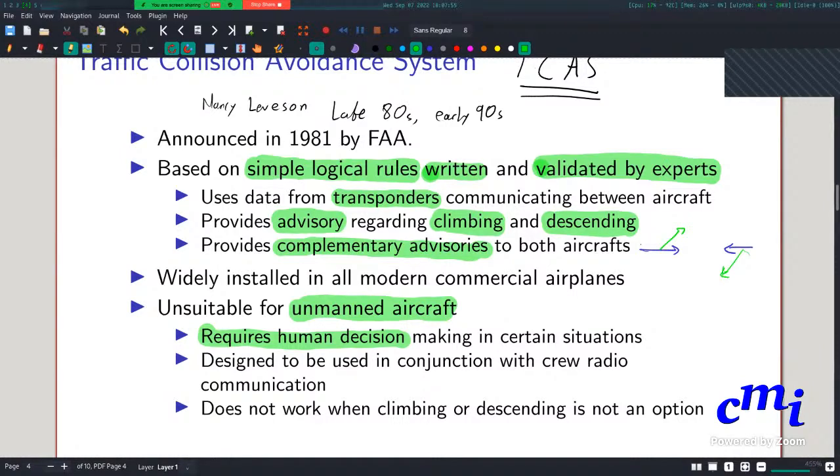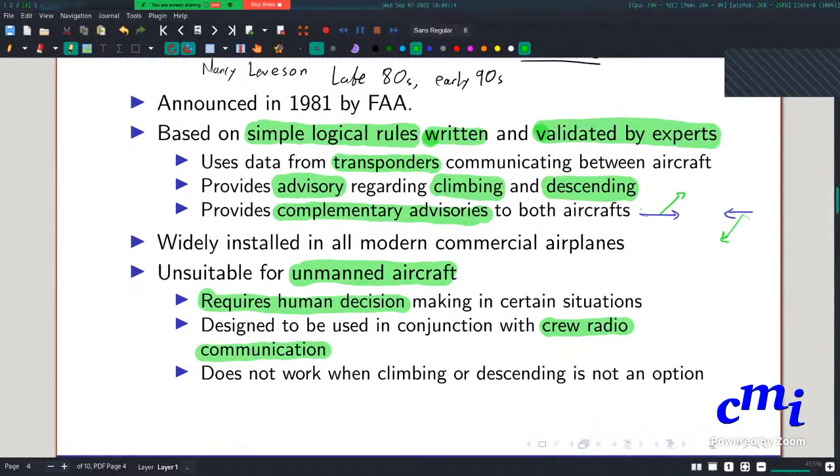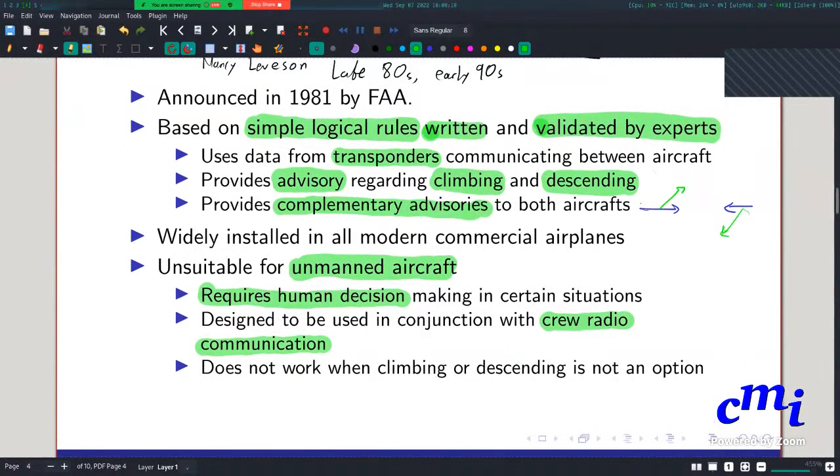And then the pilots, the crew, are expected to resolve the situation using radio communication between the aircraft, right? And of course, this is not an option at all for unmanned aircraft. If you have a drone, you can't do that at all. And this TCAS system, when it gives you a direction, asks you to climb or descend. This will actually not work when climbing or descending is not an option.